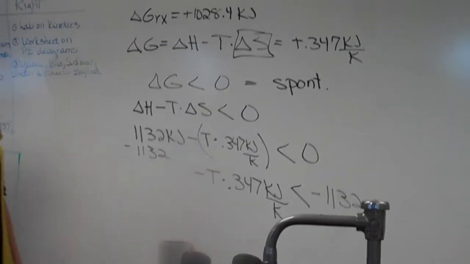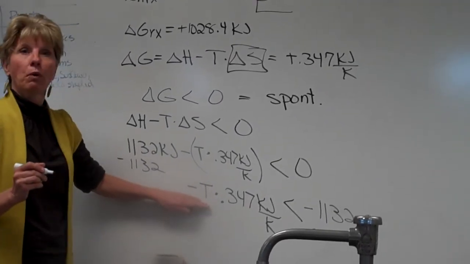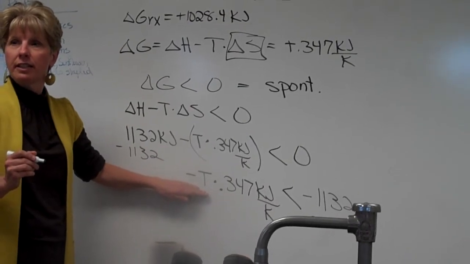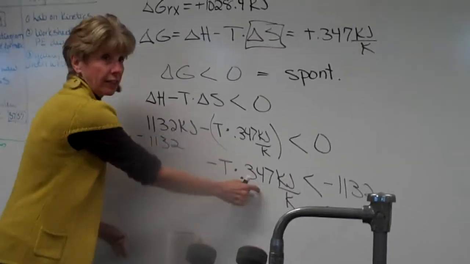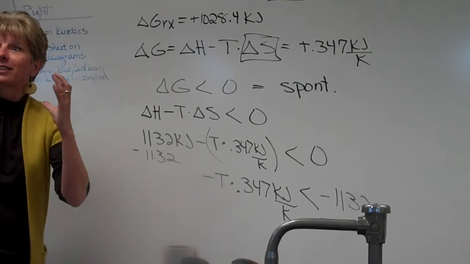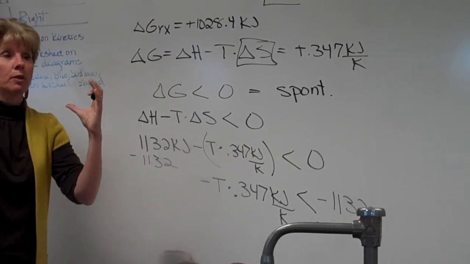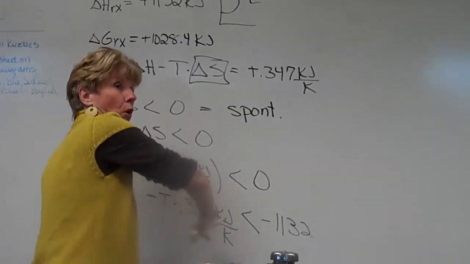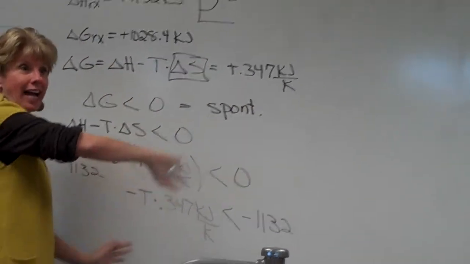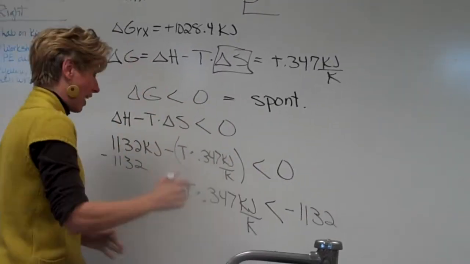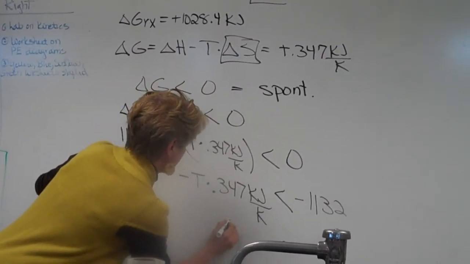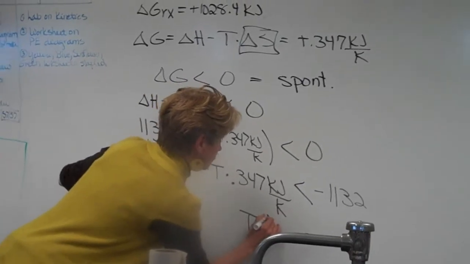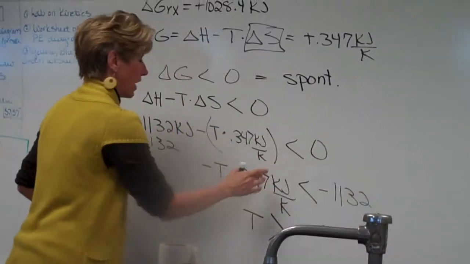Now, how do you solve for T? What do we have to get rid of? We have to get rid of this, right? Now look at me. This is your algebra. What happens if you divide a negative number across an inequality sign? You change it, right? So you get temperature is greater than this divided by this.